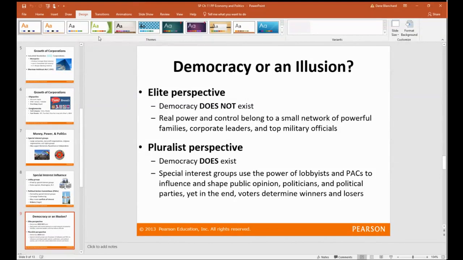So if you have this type of perspective, that you understand that lobbying groups and PACs do try to influence and shape public opinion, politicians, and political parties, yet in the end, the voters determine the winners and losers by their vote, then you're probably going to be the type of individual that is more politically active. And you do believe that your vote counts. But you also understand that external forces out there also are playing an influence in shaping perception.